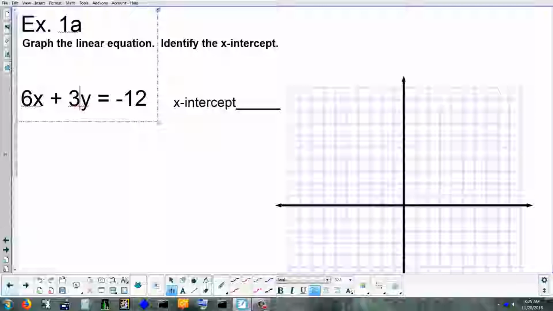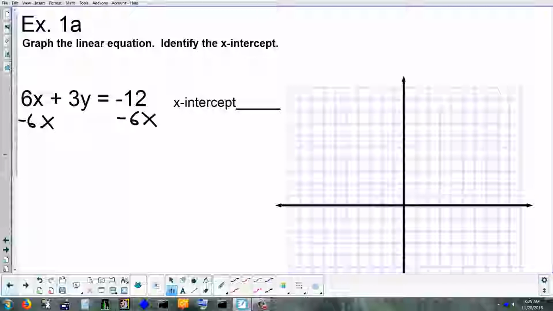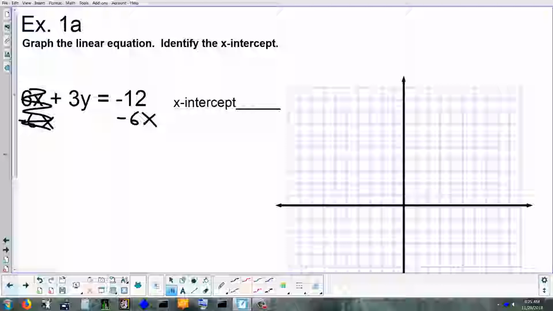Is this a positive or a negative 6x? Positive. So how would we move positive 6x to the other side? Minus 6x. Exactly. We're going to minus 6x and minus 6x. When you do 6x minus 6x, that's gone. What's on the left side now? Y still isn't alone, but it's better. Just the 3y.